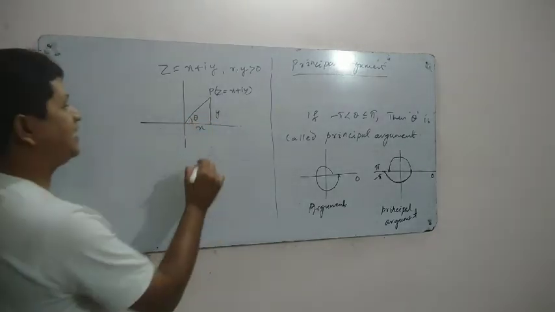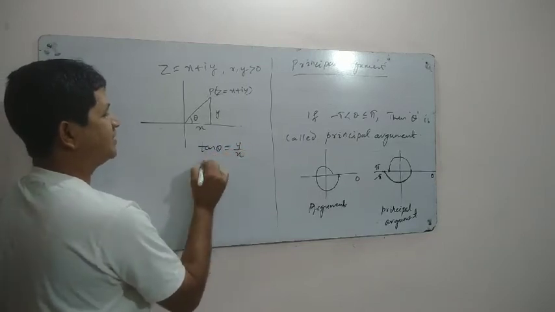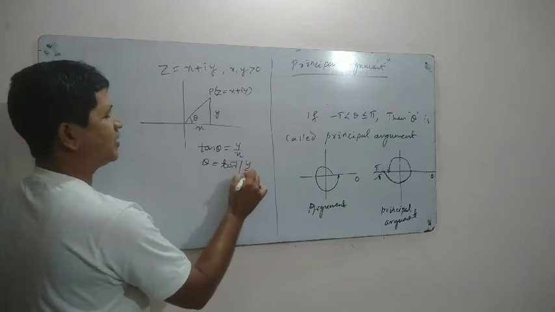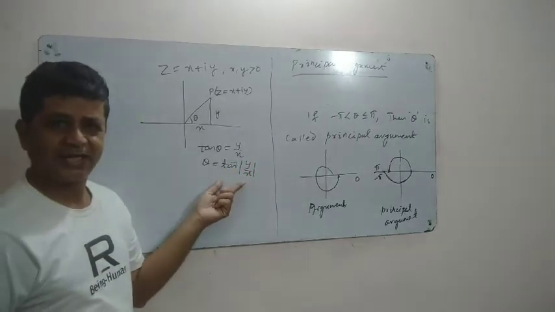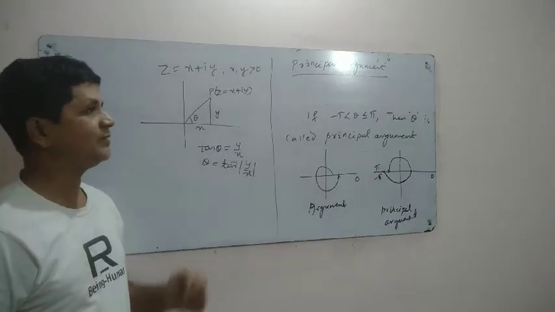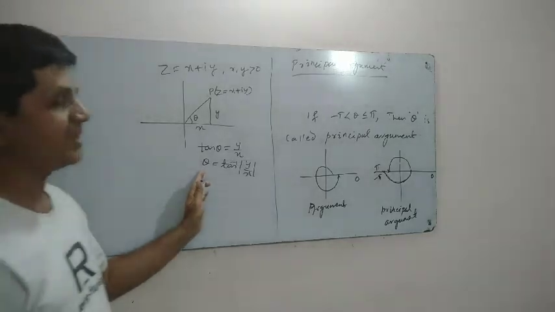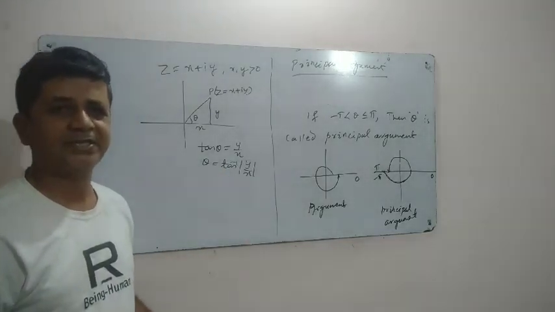Then what is tan theta? Tan theta is equal to y by x. So theta is equal to tan inverse of mod of y by x. This is the value of theta, tan inverse magnitude of y by x. If the point lies in the first quadrant, argument theta is tan inverse y by x. Then what is its value if it lies in the second quadrant?